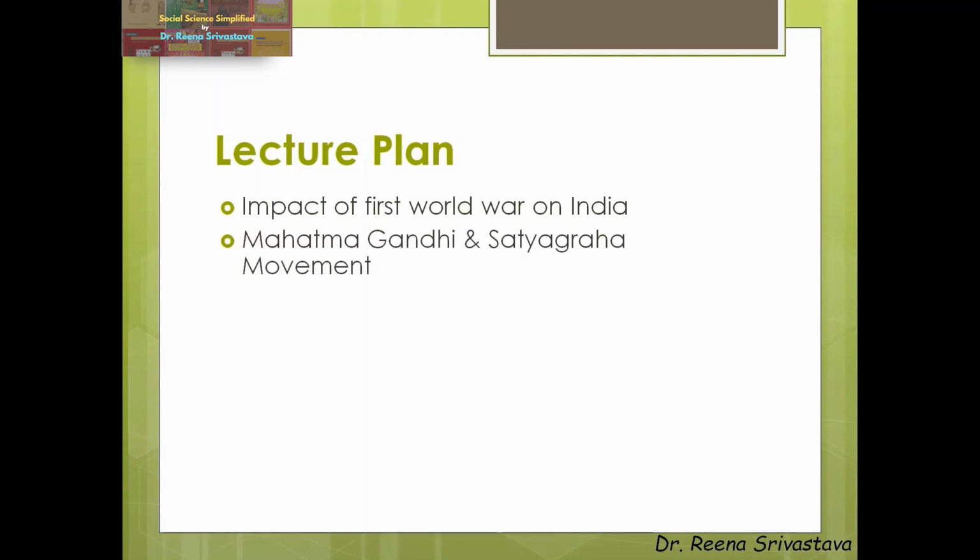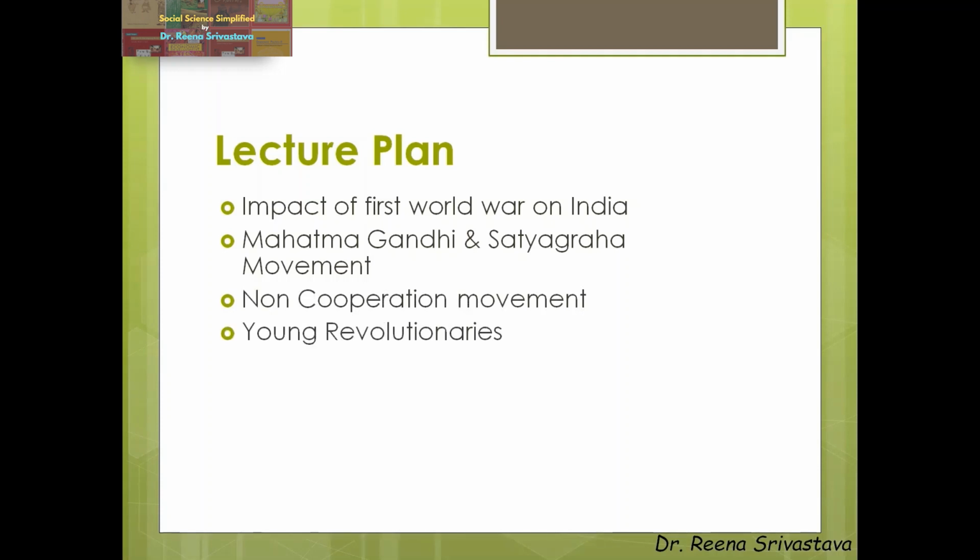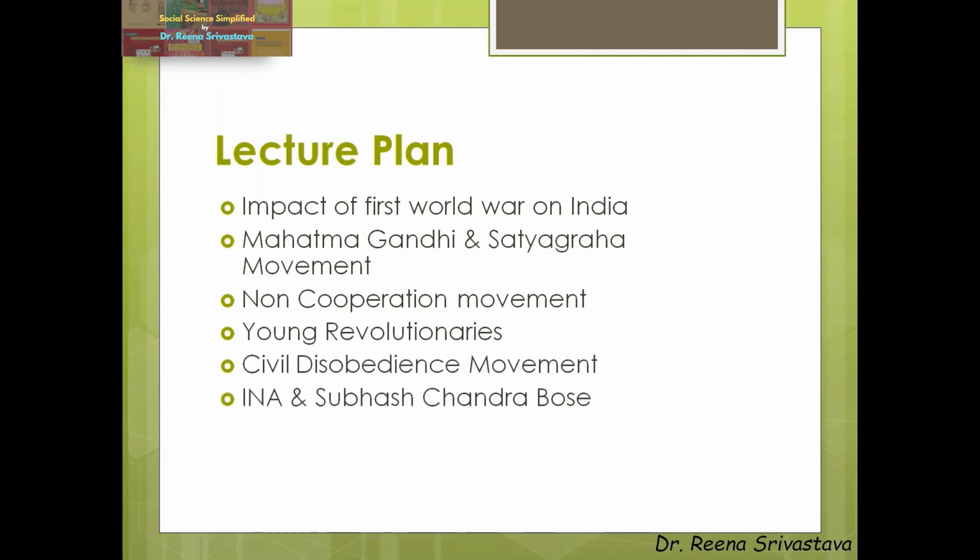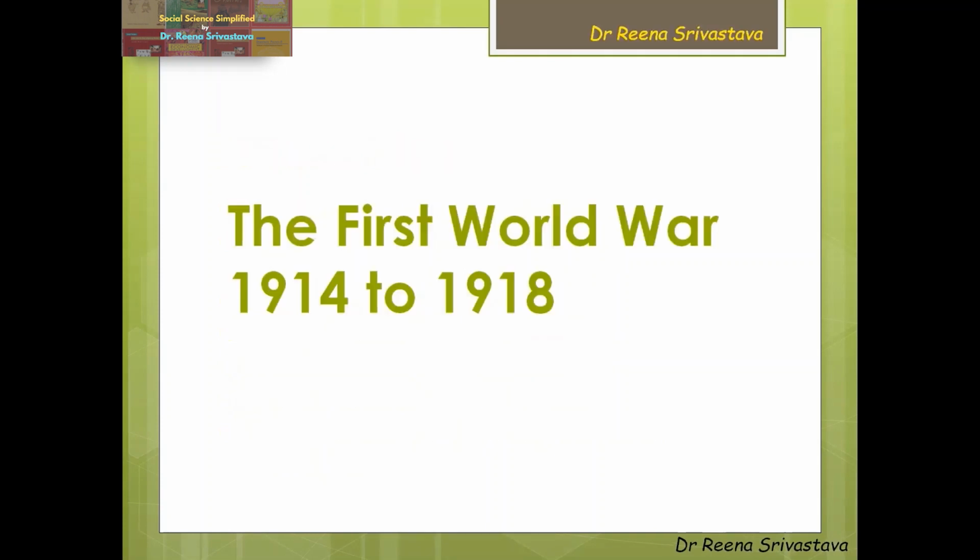Then we'll talk about Mahatma Gandhi and his Satyagraha movement. Then we'll discuss the non-cooperation movement. Afterwards, we'll talk about the contribution of young revolutionaries, for example, Shaheed Bhagat Singh. Then we'll talk about the civil disobedience movement, and then we'll discuss the Indian National Army and Subhash Chandra Bose also. Afterwards, we'll talk about what led to the development of a sense of collective belonging in India. Okay, so let us start with the First World War.